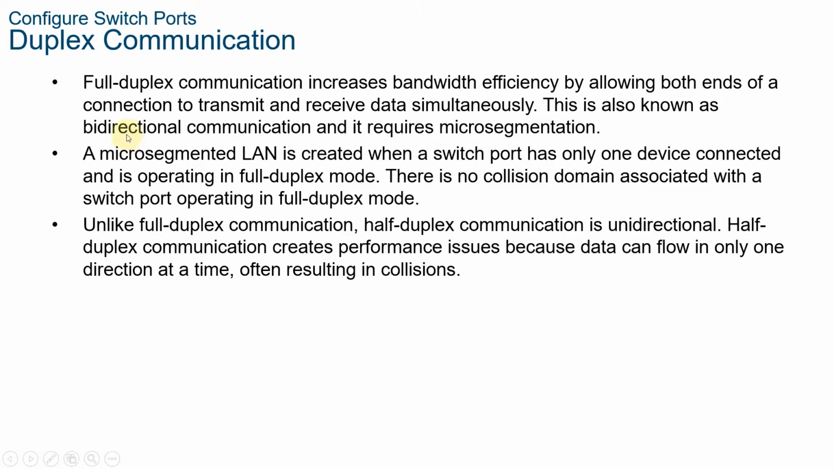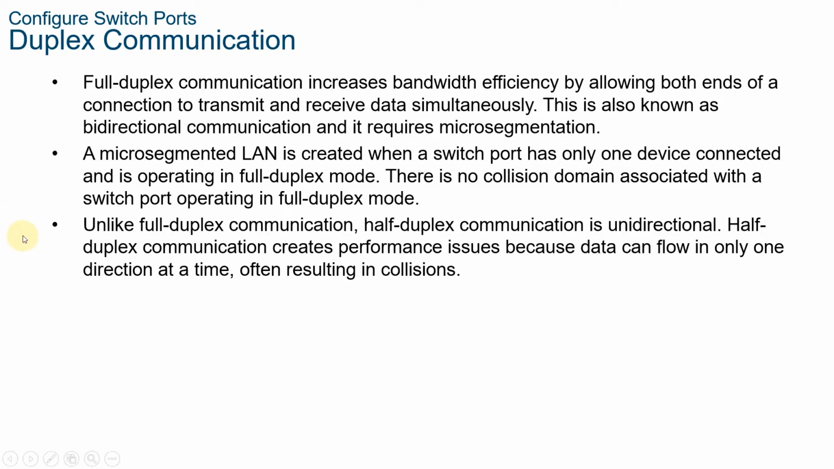Full duplex communication increases bandwidth efficiency by allowing both ends of the connection to transmit and receive data simultaneously. This is also known as bidirectional communication, and it requires microsegmentation. A microsegmented LAN is created when a switch port has only one device connected and is operating in full duplex mode. There is no collision domain associated with a switch port operating in full duplex mode.